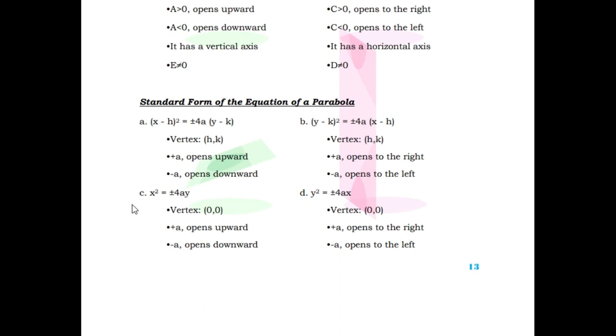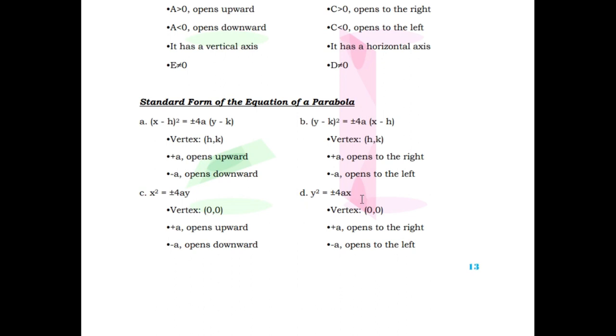So let's move on with the third standard form of equation of a parabola. This equation is x squared equals plus or minus 4ay, wherein the vertex of this parabola is at point 0, 0. Or we can say that the vertex of this parabola is at the origin. If a is a positive number, the parabola opens upward. While if a is a negative number, the parabola opens downward.